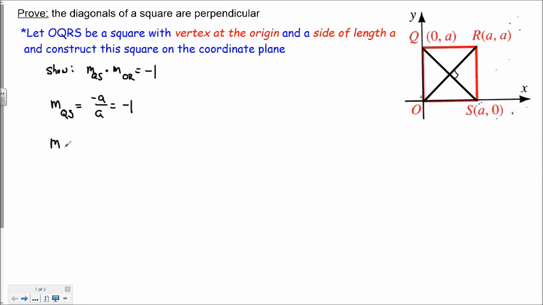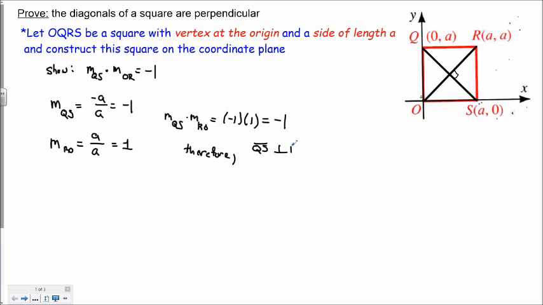The slope of RO: from O to R, I've gone up A units in the y direction and over A units in the x direction. That gives me 1, so the product of those slopes is just -1 times 1, which is in fact -1. Therefore, QS must be perpendicular to RO. And those are the diagonals.